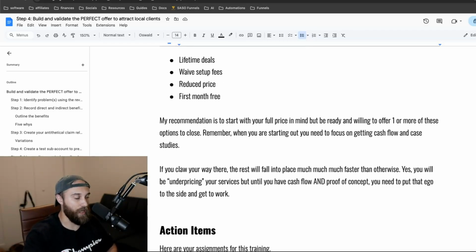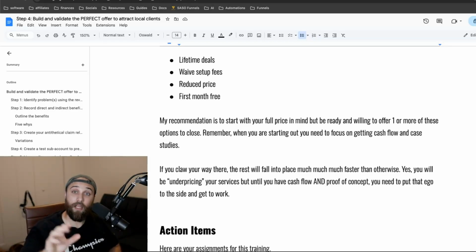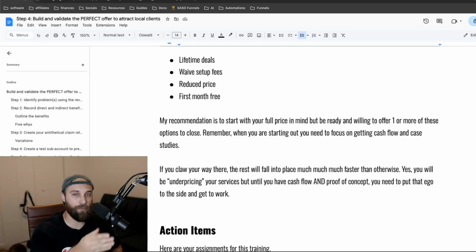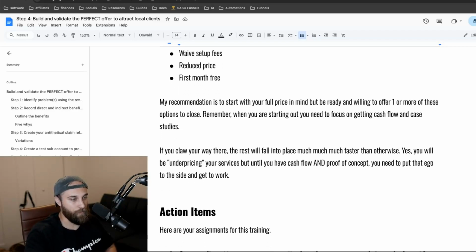At that point, you would drop these things and you don't have to reduce your pricing at all, right? Again, if you claw your way to your first 5 to 50 clients, depending on your pricing, if you claw your way to your first case study, everything else falls into place much, much faster. If you come out the gate saying, well, I have no results and I have no clients, but I'm charging my full rate and you better take it or not, it's going to be a little bit slower. Do you have to do it my way? Absolutely not. But I'm trying to show you the fastest possible way to validate the perfect offer to attract local clients, okay?